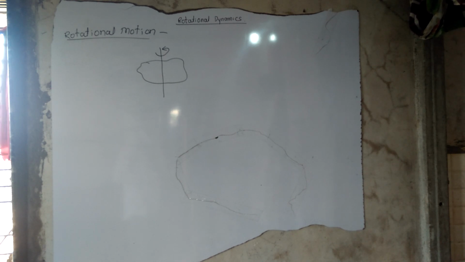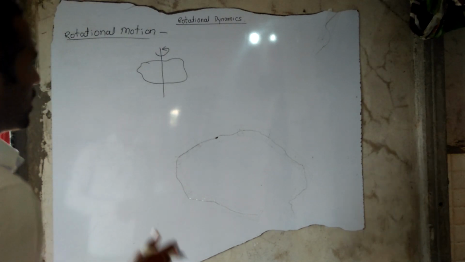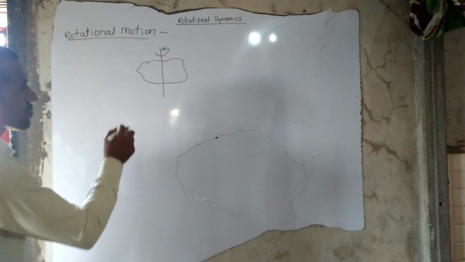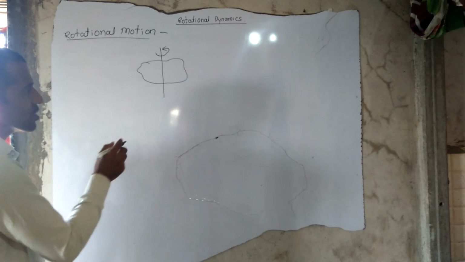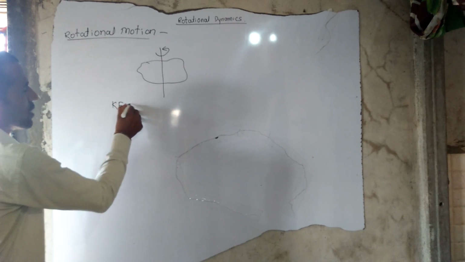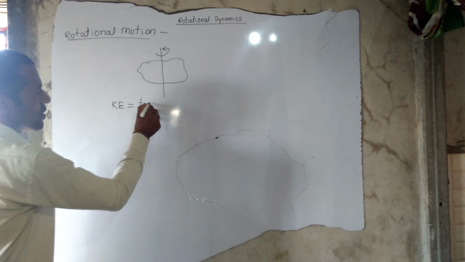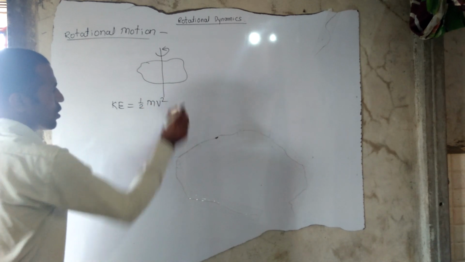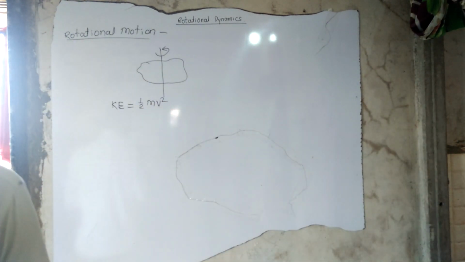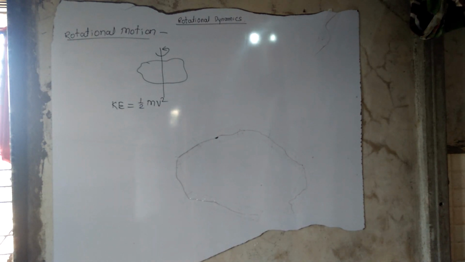Now in rotational motion, we have to calculate the kinetic energy of the rotating body. Before that, suppose any body is in linear motion or translational motion, then the kinetic energy of the body in translational motion is given by half m v square. This is the kinetic energy of a body in translational motion, where m is the mass of the body and v is the linear velocity or translational velocity of the body. Now we have to calculate the rotational kinetic energy of the rotating body.